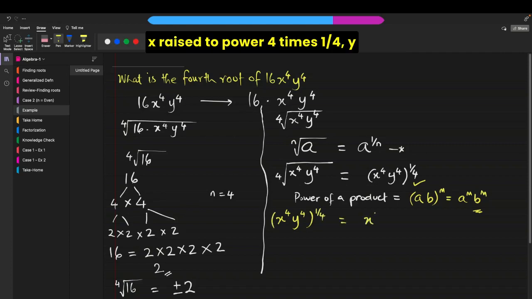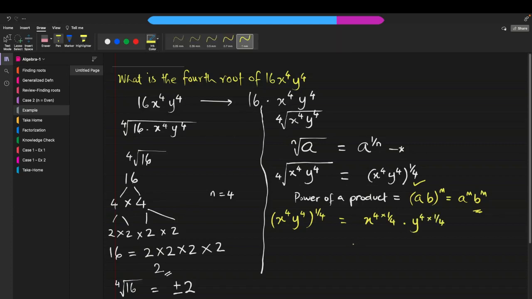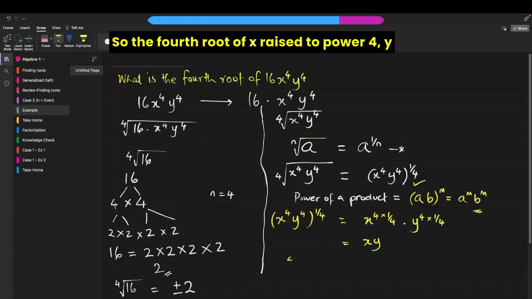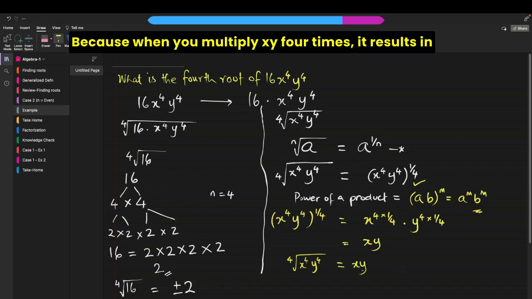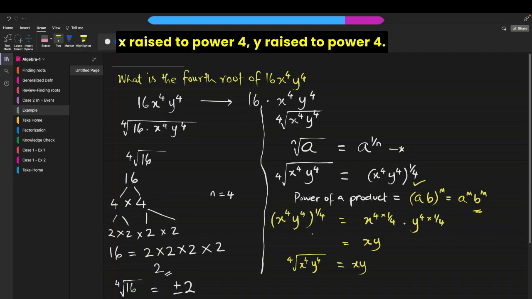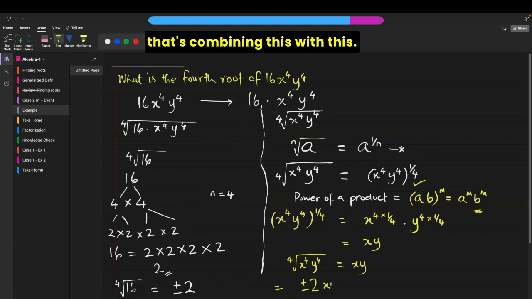That will be equal to x raised to the power 4 times 1 over 4, y raised to the power 4 times 1 over 4. So this becomes x, y. So the fourth root of x raised to the power 4, y raised to the power 4 will be equal to xy. Because when you multiply xy 4 times, it results in x raised to the power 4, y raised to the power 4. So our final answer here would be, when we combine this, plus and minus 2 times xy.